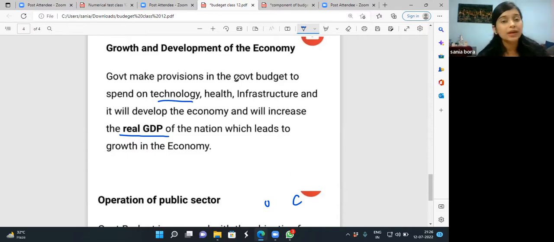So similarly, the government makes a government budget in such a way that they spend more money. Government spends money, for example, on schools, right? So the government spends more money on technology, health, and infrastructure, and because of that, the economy develops. And if the economy is developing, of course, the real GDP, which is basically the amount of income the nation is earning, will increase. Because of that, automatically there will be growth in the economy. So that's why government focuses more on technology, health, and infrastructure, because that helps the country develop. And because of development, the real GDP of the nation increases, which automatically leads to growth in the economy.